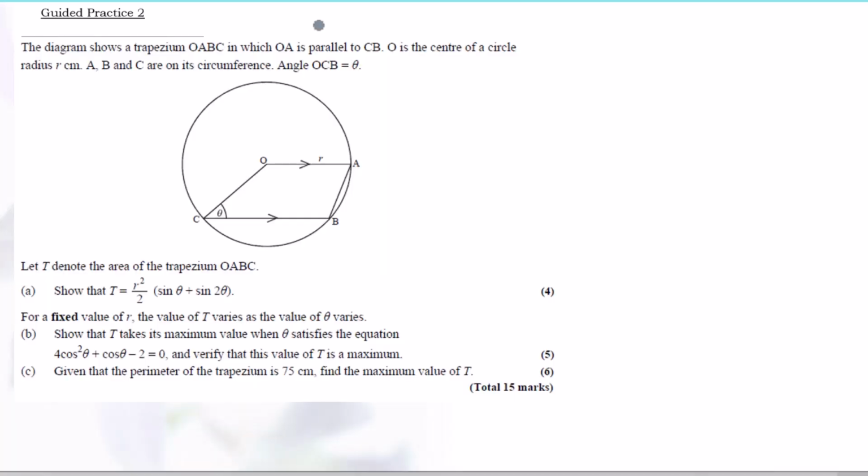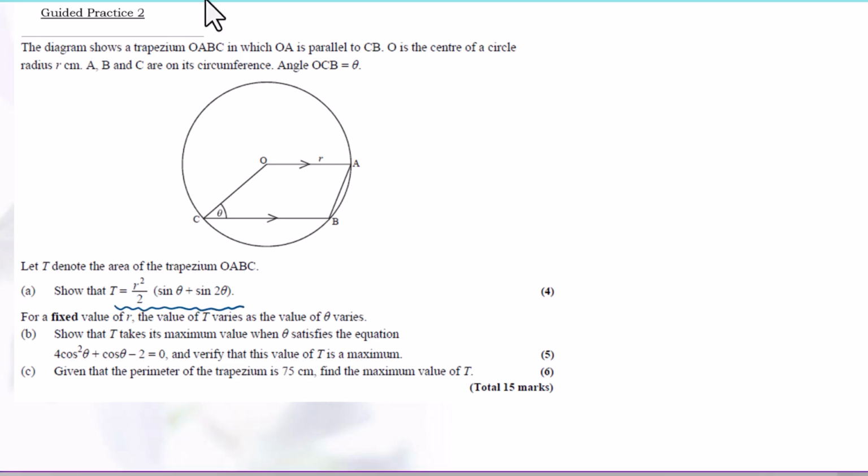The practice 2. The diagram shows a trapezoid OABC in which OA is parallel to BC. O is the center of a circle with a radius r centimeters. A, B, and C are on its circumference. Angle OCB equals theta. Let T denote the area of trapezoid OABC. Show that T equals this.